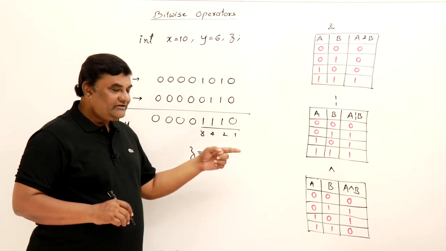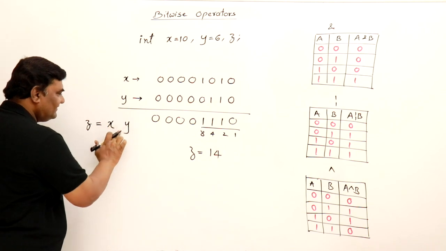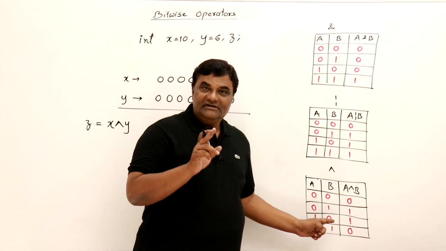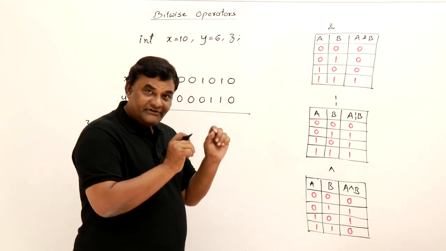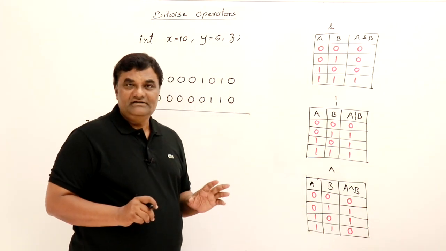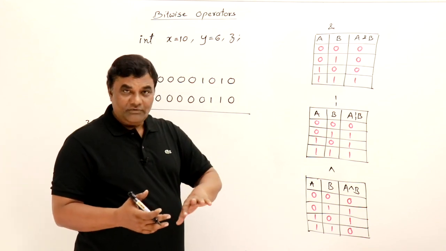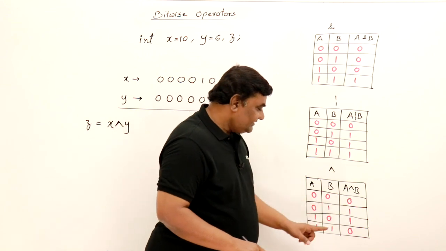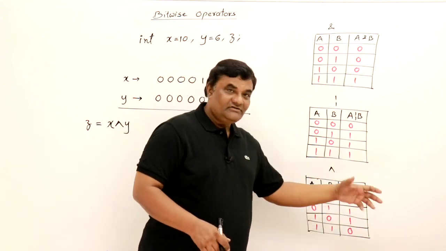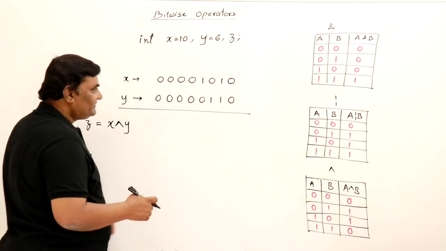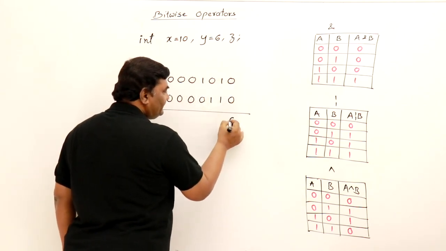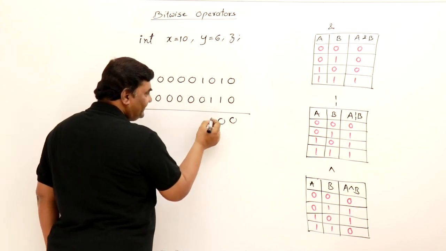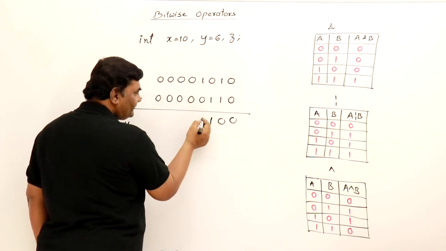Now let us look at the XOR operation, x XOR y. For this operation, we look at this table. In this table, if only one of the bits is on, then it is true. If both are 1, that is on, then it is false. You can see that 0, 1 is 1, 1, 0 is 1, but 1, 1 is 0, and 0, 0 is also 0. So let us perform the operation. 0, 0, both are 0, so it is 0. Both are 1, so it is 0. One is 0, the other is 1, so it is 1. One is 1, the other is 0, so it is 1.